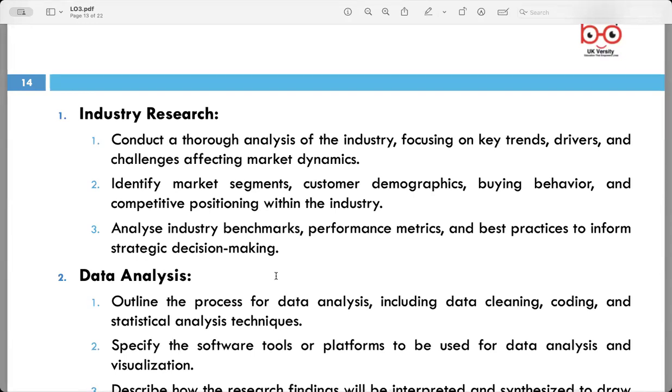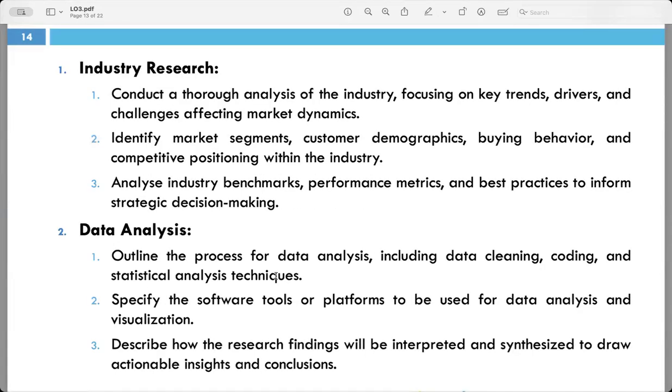The data analysis section outlines the process for data analysis, including data cleaning, coding, and statistical analysis techniques. It specifies the software tools or platforms to be used for data analysis and visualization. Additionally, it describes how the research findings will be interpreted and synthesized to draw actionable insights and conclusions.